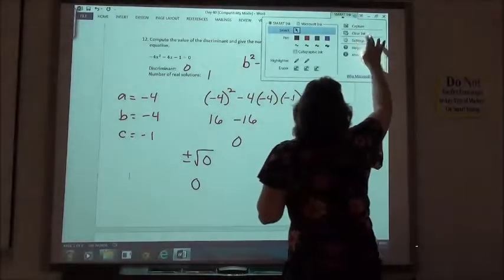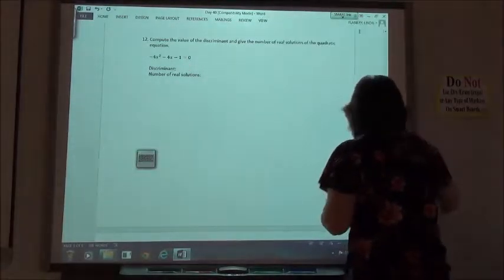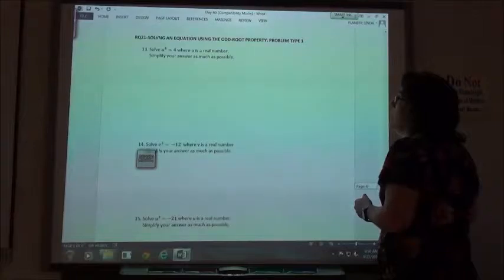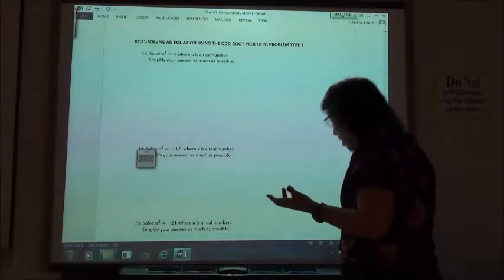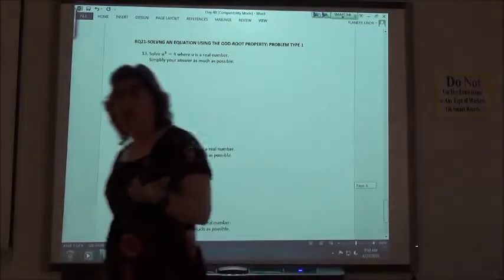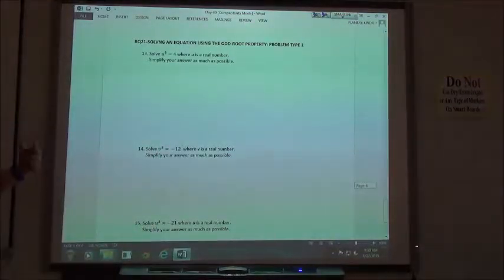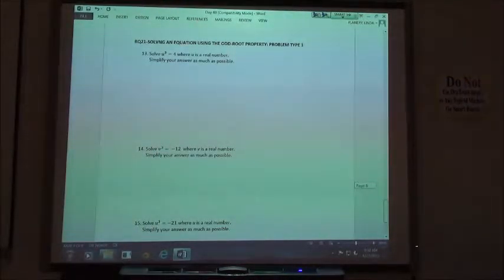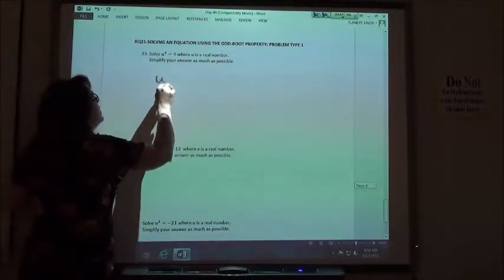And the last 3 problems on your pie chart, 13, 14, and 15: solve an equation that uses the odd root property. So we talked about in the very first ones on this page having the square root property, where if I was squaring something, I have to do the opposite of squaring, which is taking the square root. Here we're going to do cubed roots.